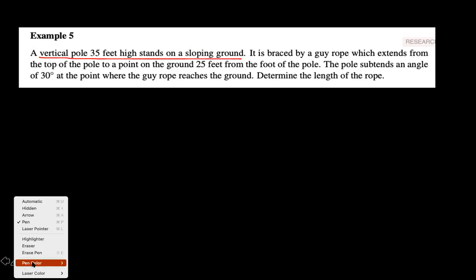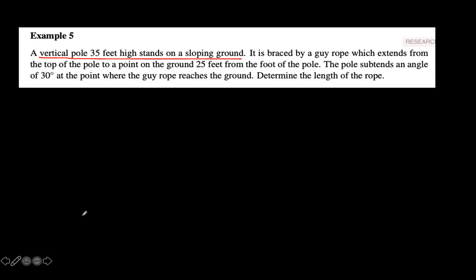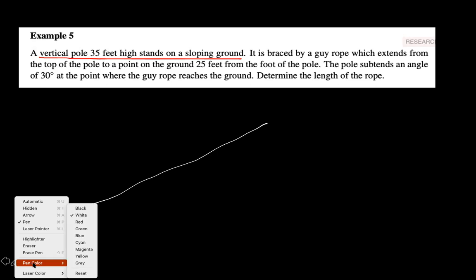Sabi dito, a vertical pole 35 feet high stands on a sloping ground. Ayun, sloping ground daw. Ano ba sir yung sloping ground? Yung hindi siya horizontal, pwede siyang pataas or pwedeng pababa. So let's say pataas siya dito. Ayan, mountain. So there is a vertical pole standing.